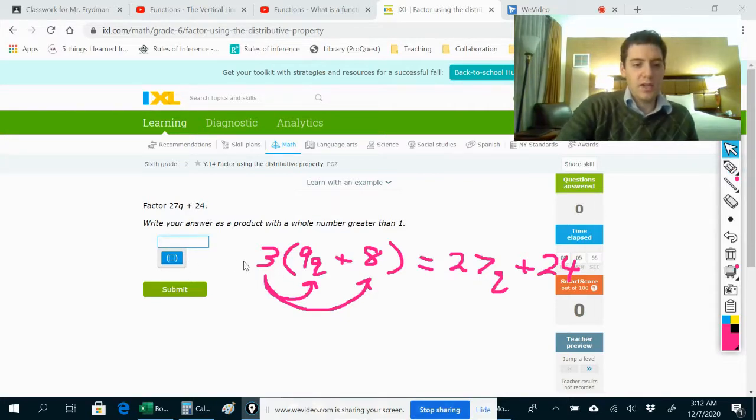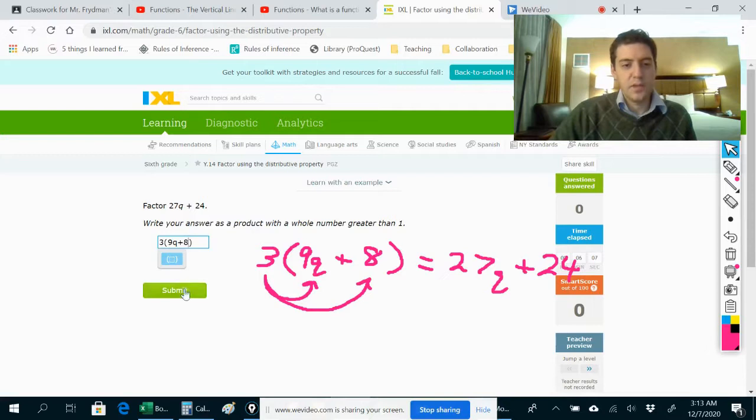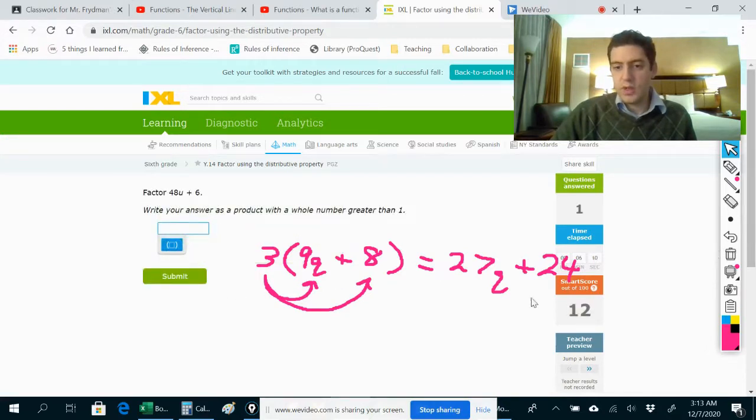So let's type in our answer, 3. Why can't I type that in? 3, okay, and then I'll hit this button for parentheses, 9q plus 8. Okay, let's do another problem from this level, and then I'll skip to the next level.